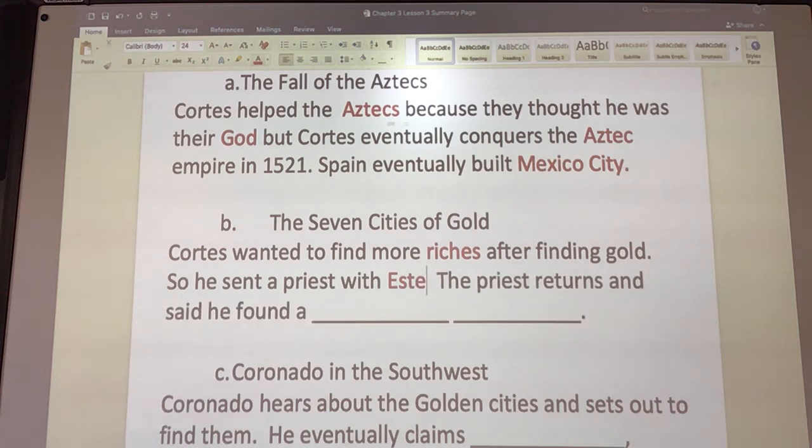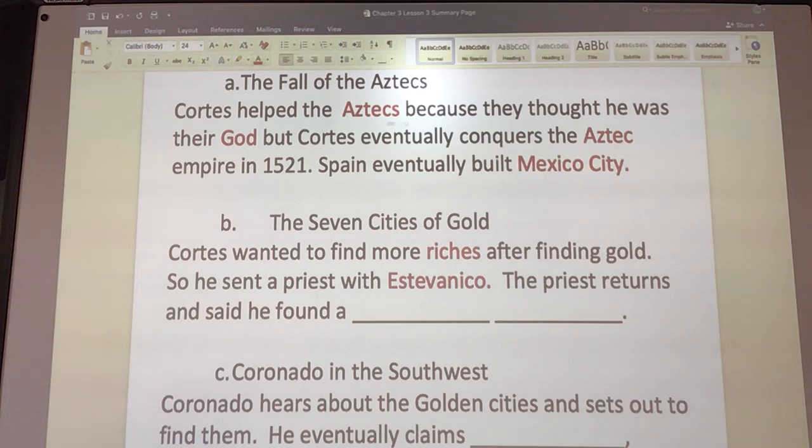I always spell it wrong though. Estevanico. Right? There we go. The priest returns and said he found what? What does he claim to have found? Brendan? Gold City. Yeah, Golden City. Let's go.